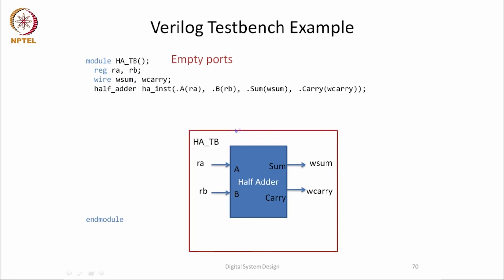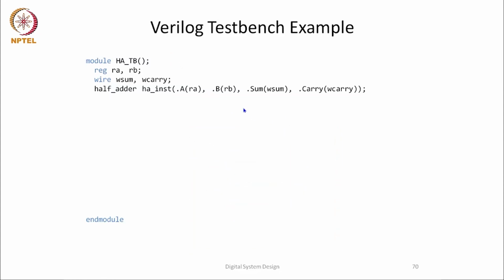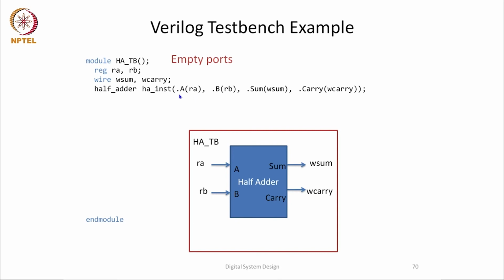That's how we can make the connections, and this is also called port binding. When we are using this particular style of port binding, it doesn't matter what the order of ports or order of variables within this instance is.